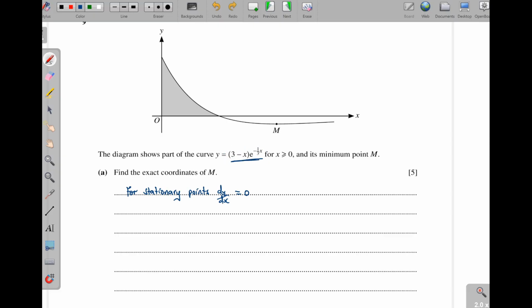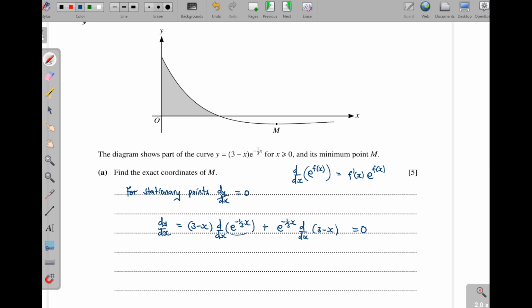Okay. So since this is a product of two functions, then to get our dy dx, we are going to use the product rule. So we shall keep this 3 minus x constant. Then we differentiate this exponential function here. Then from there, we keep this exponential function constant, and then we differentiate the 3 minus x. And you know that when you differentiate an exponential function, you get the power of that exponential differentiated, then multiplied with the whole of that exponential function. We shall equate this to 0.